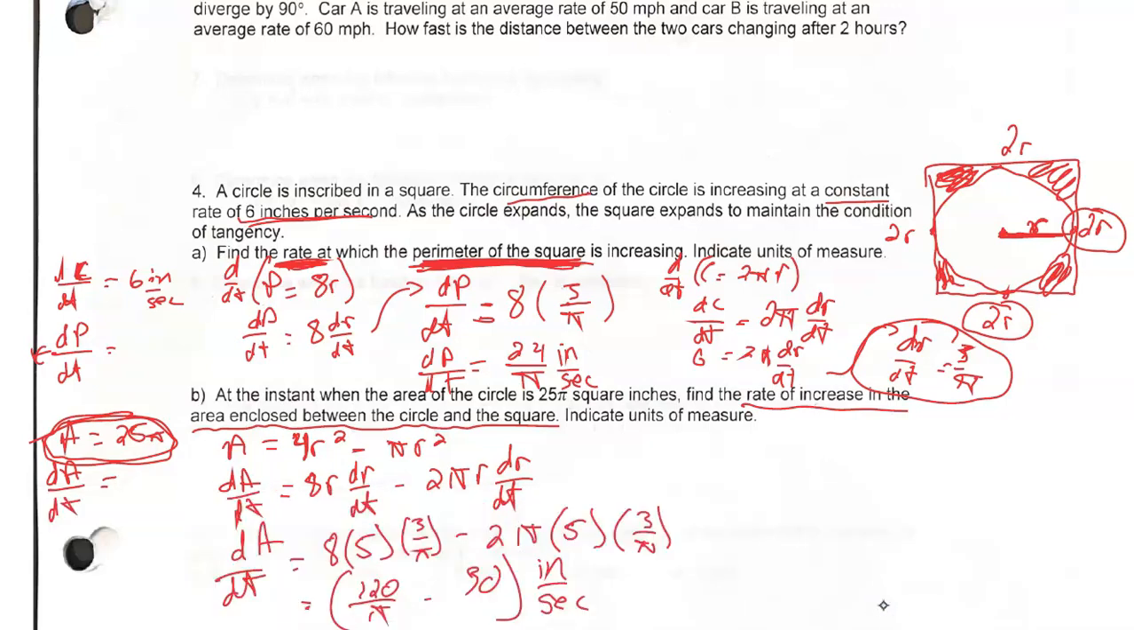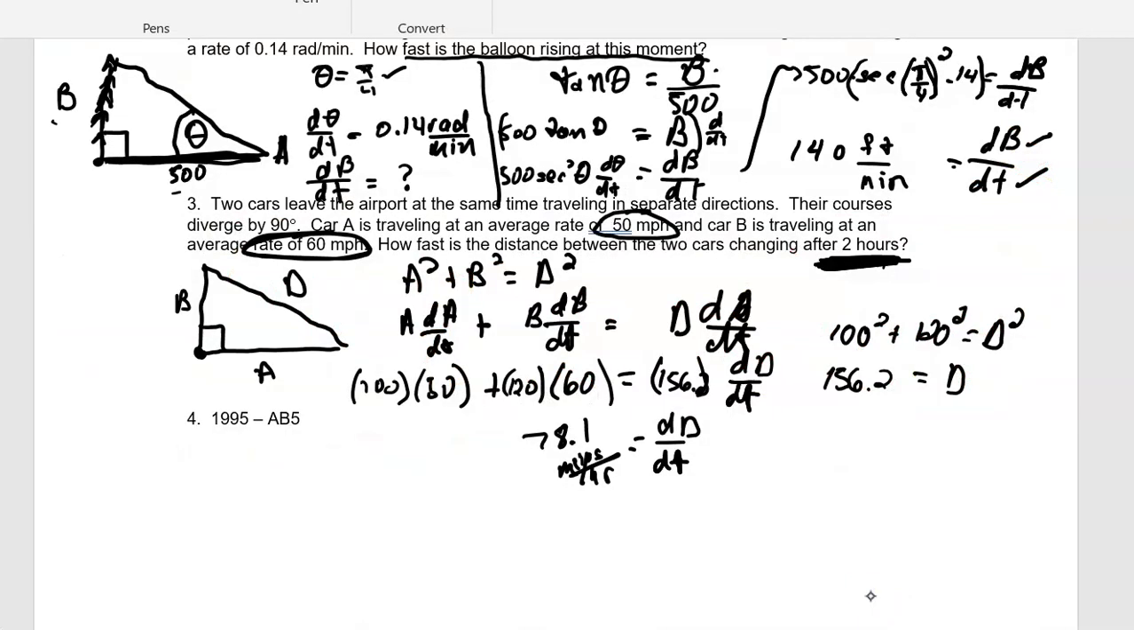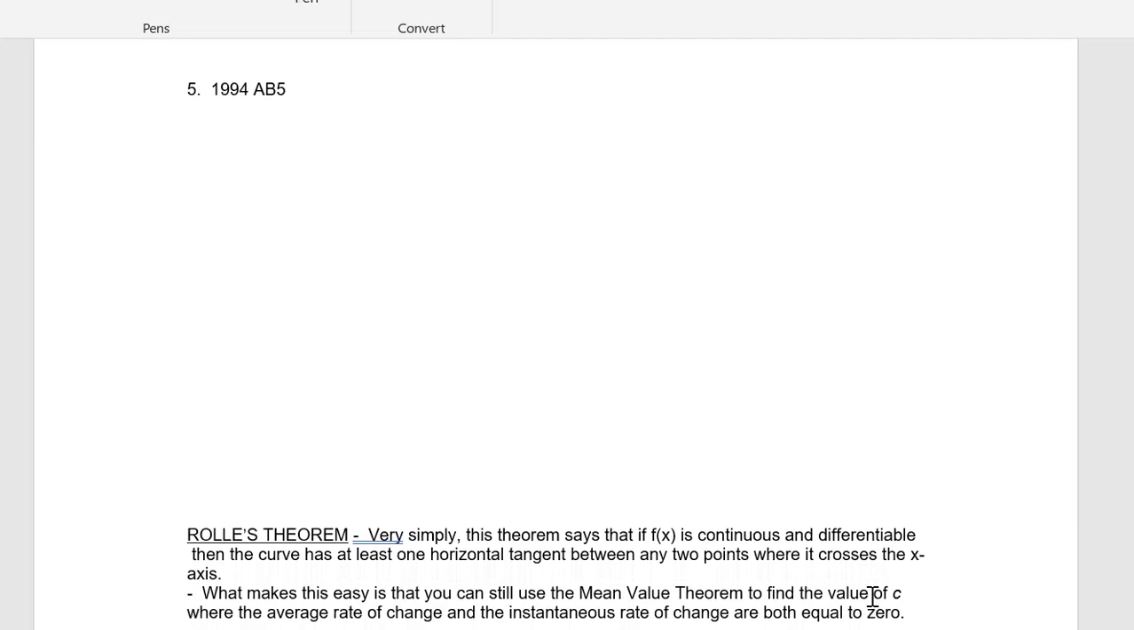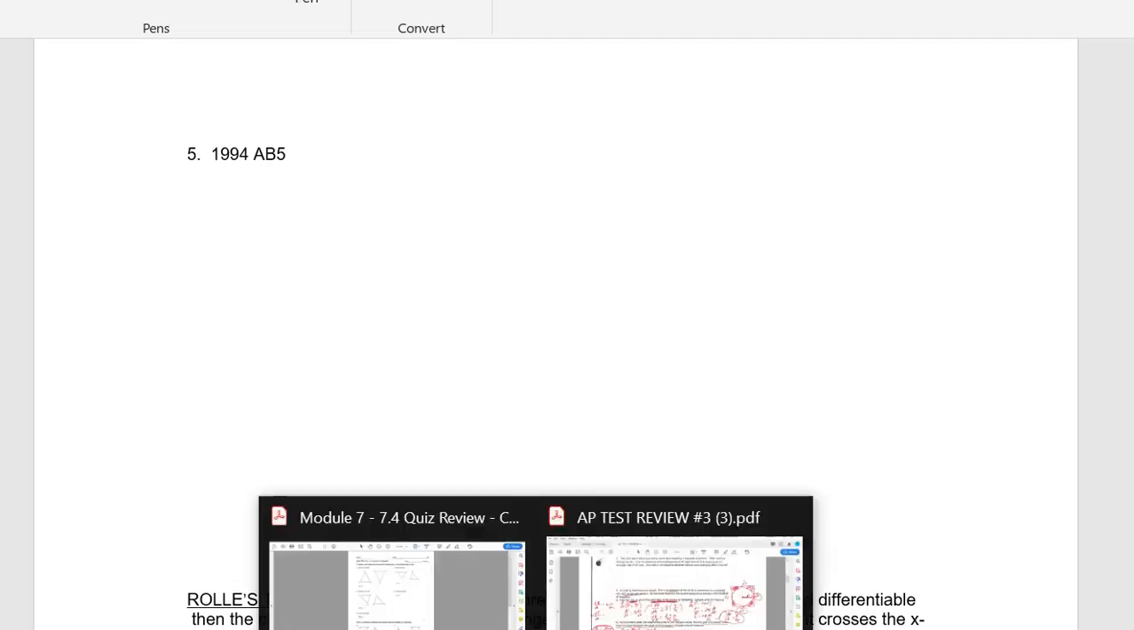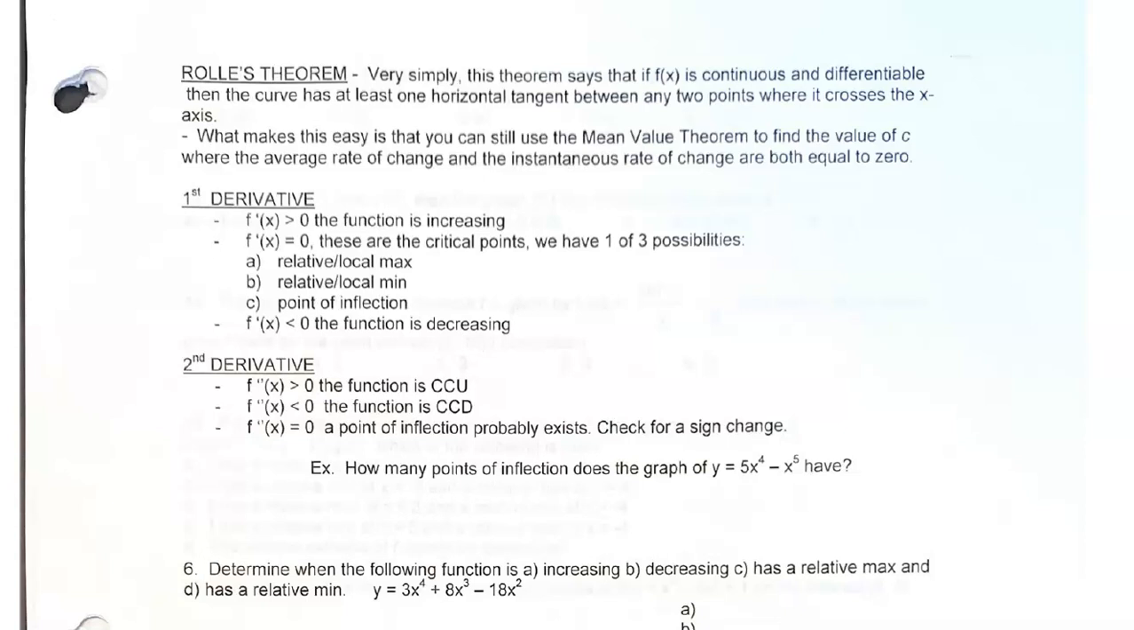Let me switch back to the Word version here. A little easier to work with. All right. Oh, crap. What is this now? All right.